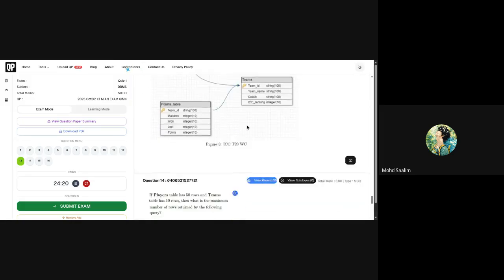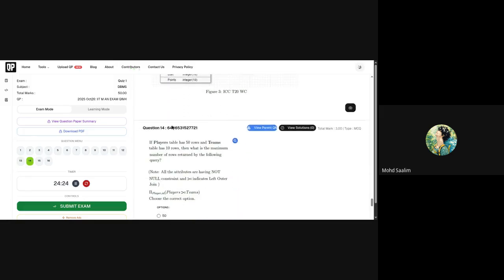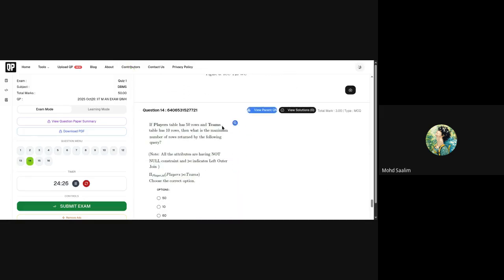A schema is given, an ER diagram is given to be precise. The player table has 50 rows and the teams table has 10 rows. Then what is the maximum number of rows returned by the following query? All the attributes have a not null constraint, and this symbol indicates left outer join.